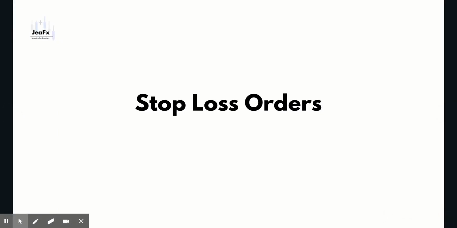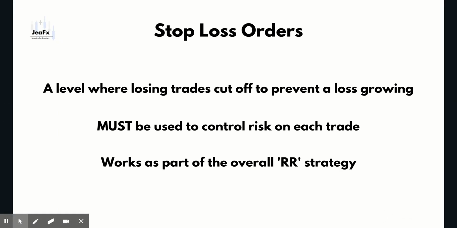In this video, we're talking about stop loss orders. Stop loss orders are a level where losing trades are cut off to prevent a loss from growing out of control. Stop loss orders must be used on every single trade without fail and without exception to control your risk, right? This is the only way to succeed and the only way to stay within the boundaries of the risk versus reward approach.